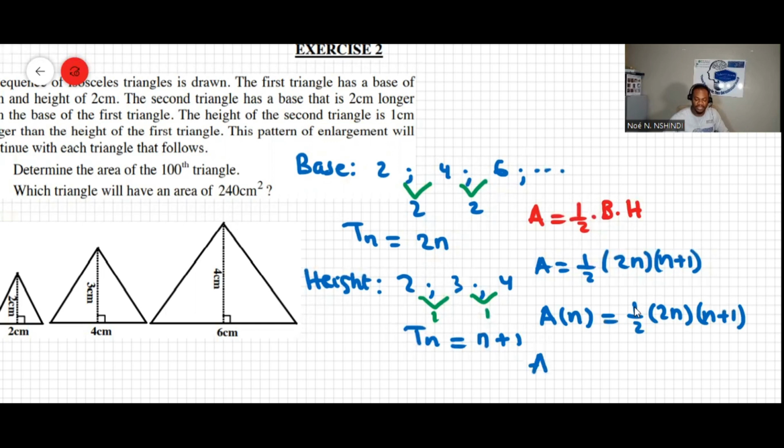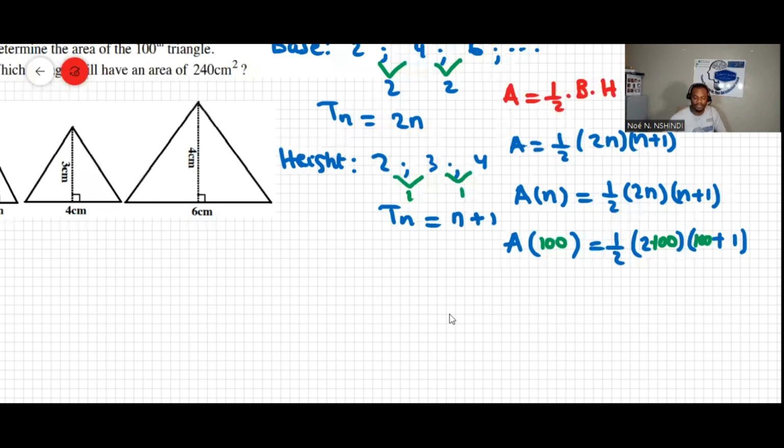Now, if I need to find the area of the 100th triangle, we substitute 100 wherever we see n. That makes 2n and then n plus 1. So over there, 2 times 100, and that's 100 plus 1. And then the area of the 100th triangle will be a half, that makes just 100 multiplied by 101.